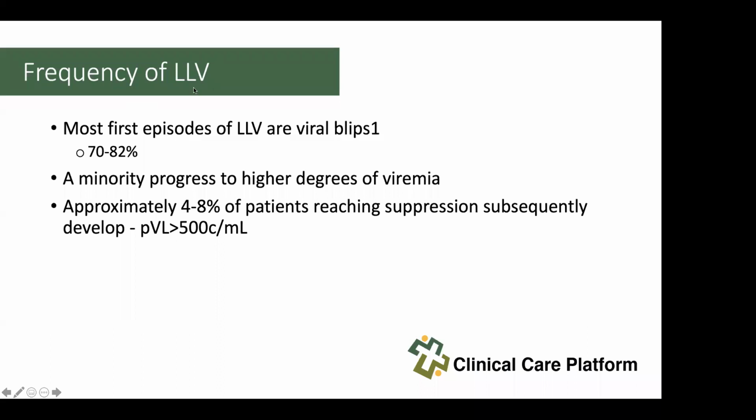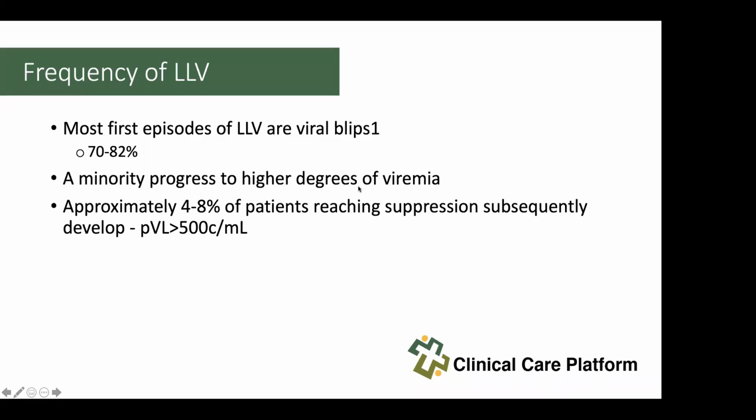Now, how common is this low-level viremia, a viral load between 50 and 1,000? In my clinical experience and the type of calls and cases I review on a daily basis, I want to say it's quite common, right? For one reason or the other. And it usually presents the first time as a blip. So someone who has a high viral load and later on they suppress, but then they have these repeated blips.